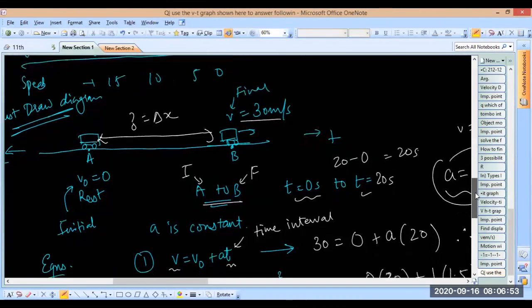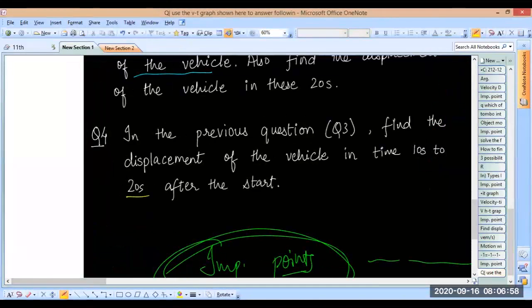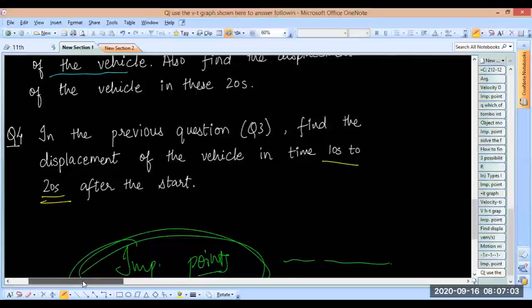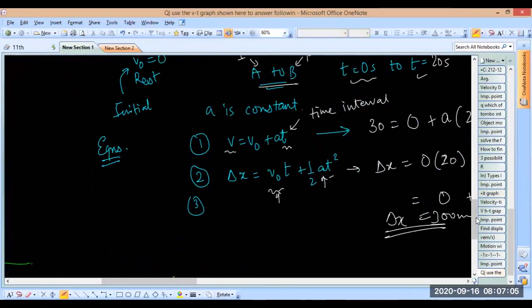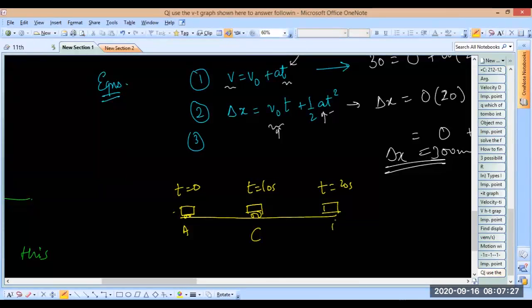Now in question 4, the difference is that we have to find the displacement from 10 seconds to 20 seconds after the start, right? So if I draw one more diagram here, it would be easy to talk about. Let's say this is where the vehicle started at A, at time t equal to 0. After 10 seconds, let's say the vehicle reaches here, C. Finally at 20 seconds, the vehicle reaches B, right?